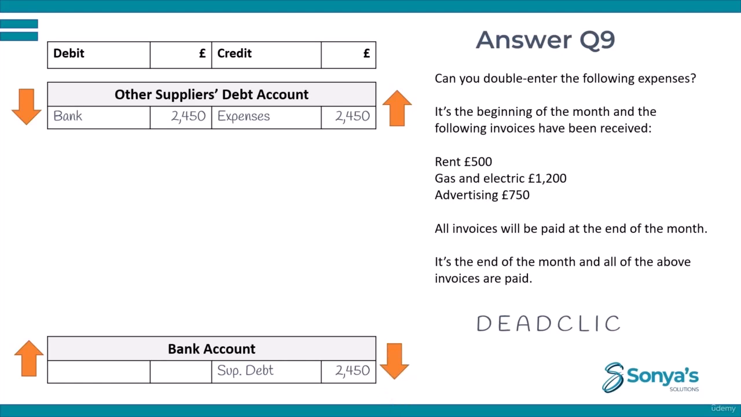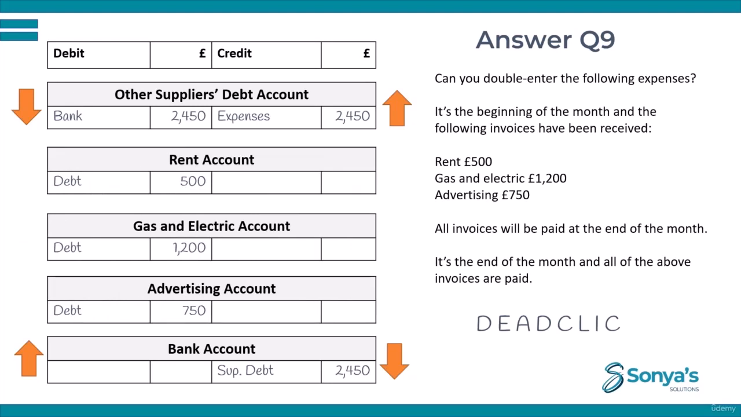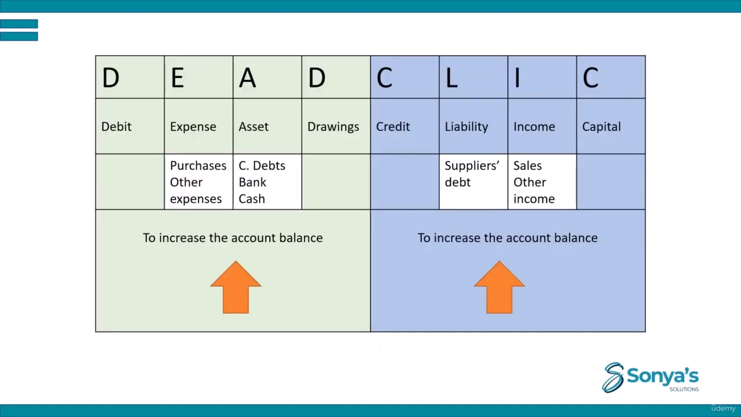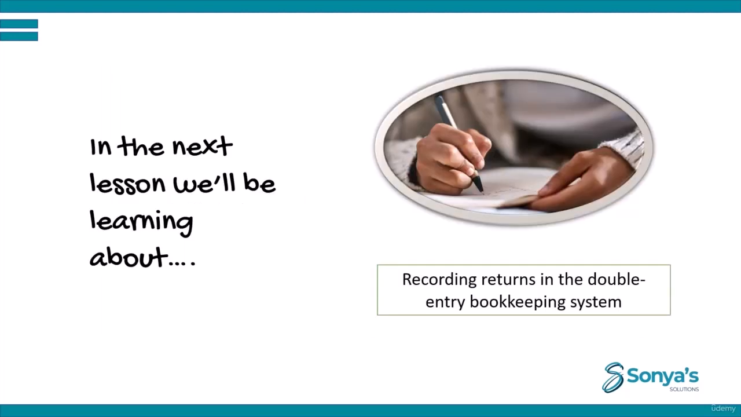We do not need to record anything in the expense accounts, as if we do, then we'll duplicate the original transactions. In this lesson, we've learned how to double enter expenses. Here is a summary of the accounts we've used in the last 2 lessons. I hope you've enjoyed this lesson. In the next lesson, we'll be learning about the double entry required when goods are returned to suppliers or when goods are returned by customers.